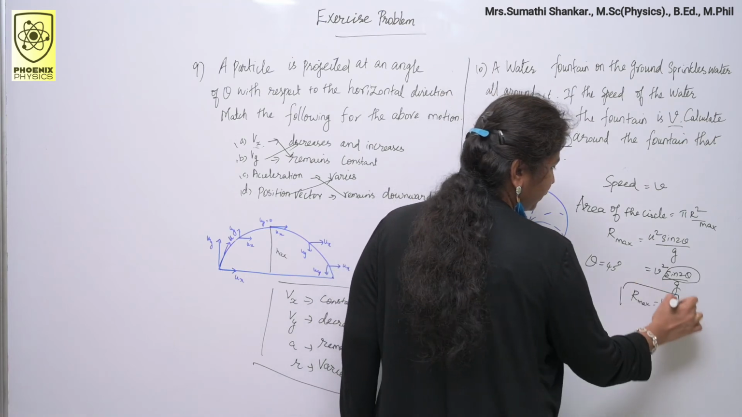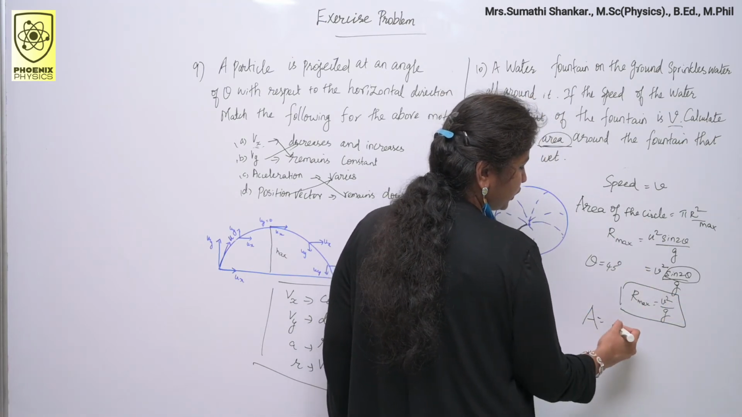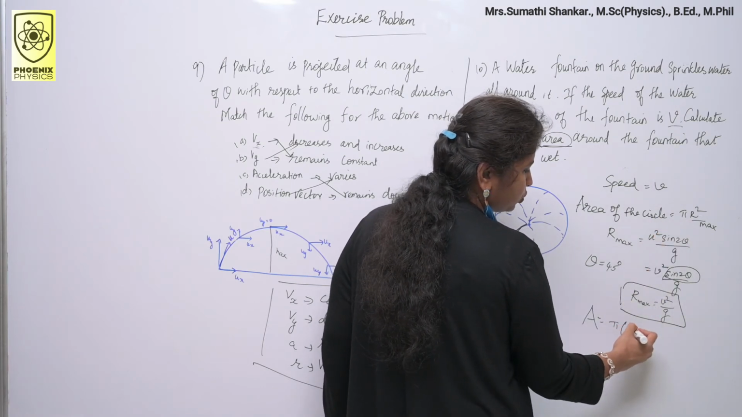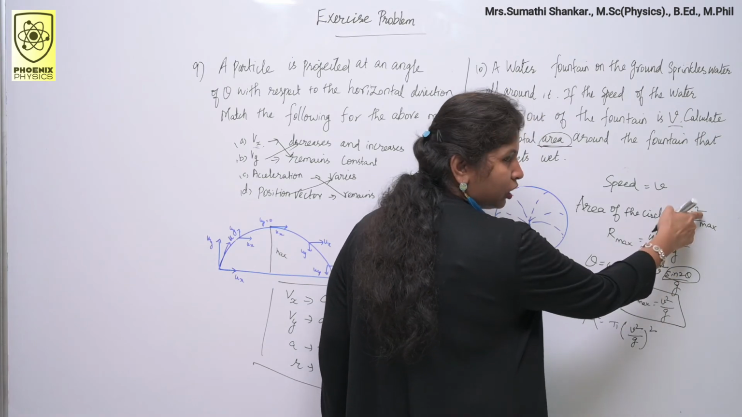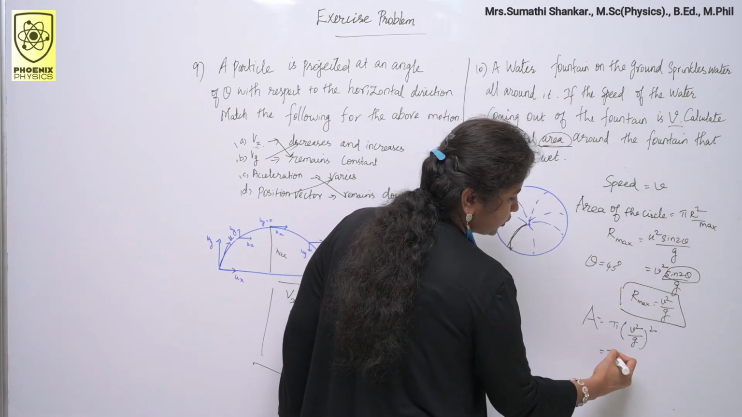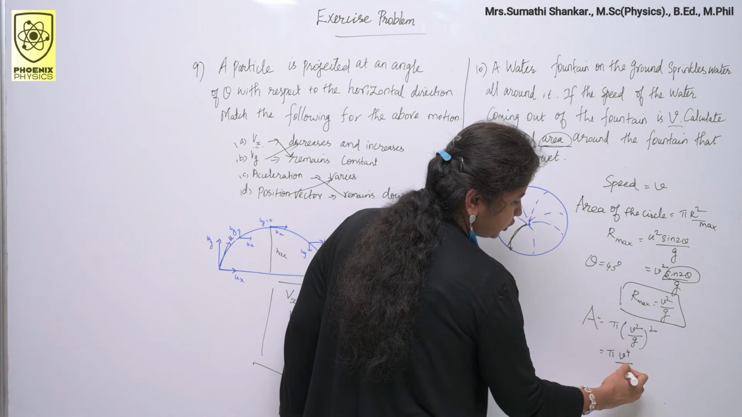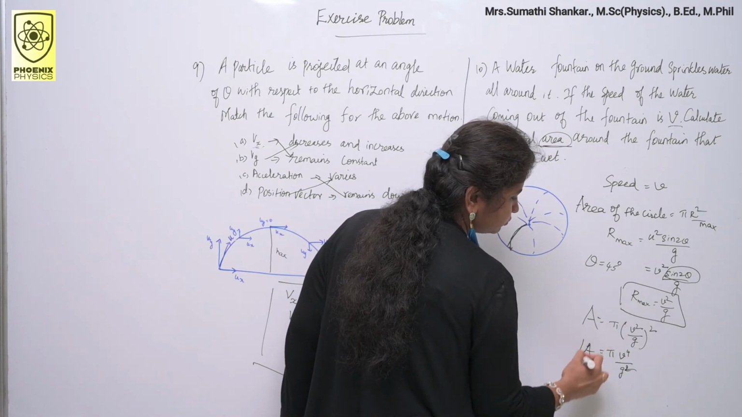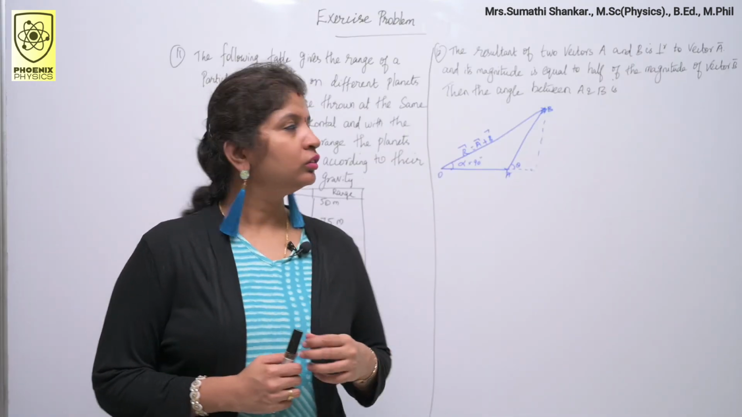This is R max. Now how do you find the area? Area is equal to pi R square. R value you know, substitute V square divided by g, the whole square because R square. So your answer is pi V power 4 divided by g square. This is A. That's all.